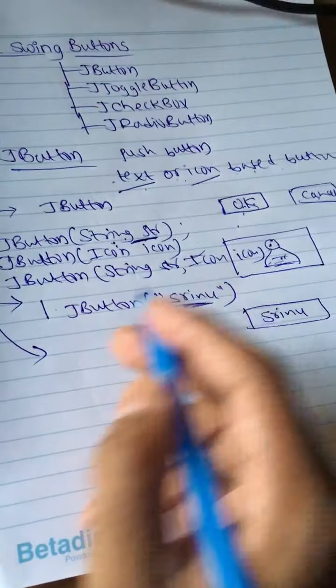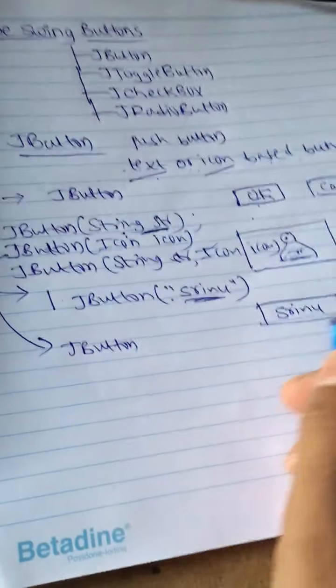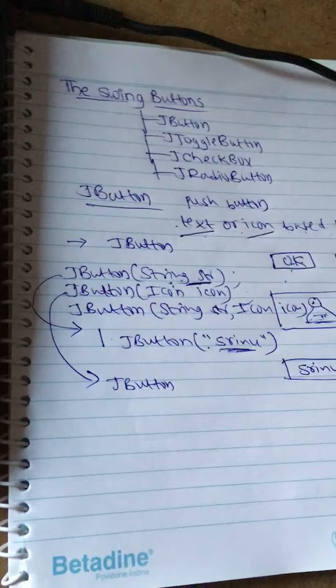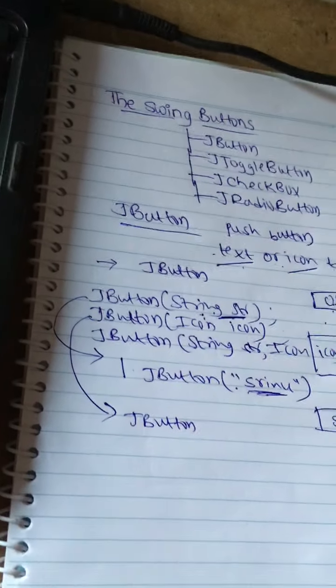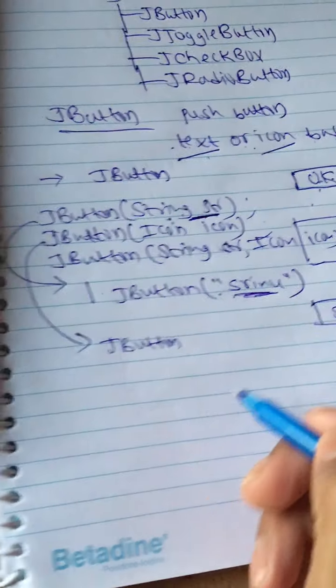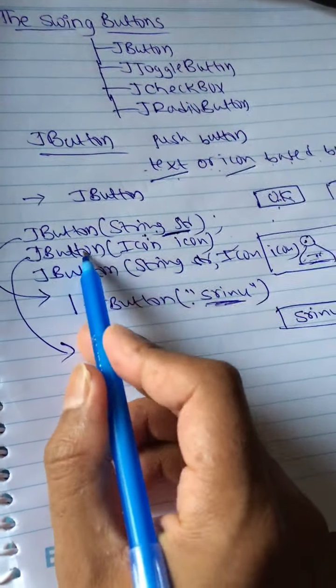Next is JButton(Icon icon). The icon will be obtained by using the ImageIcon class, meaning an icon is nothing but one image. For this we need to use the ImageIcon class. We will look at that in our program. Next is JButton(String str, Icon icon), which is the combination of these two.